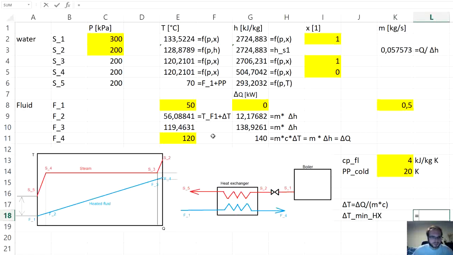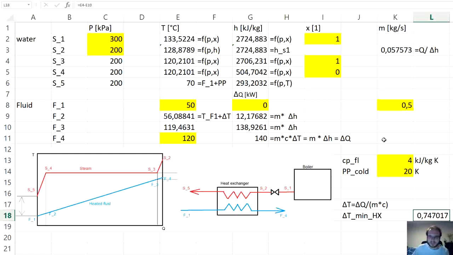And it's the difference between points S3, 120, minus, and now F3, 119. So we can see that the minimum temperature difference is less than 1 Kelvin. In this case, definitely less than what was required. So what can we do about it?